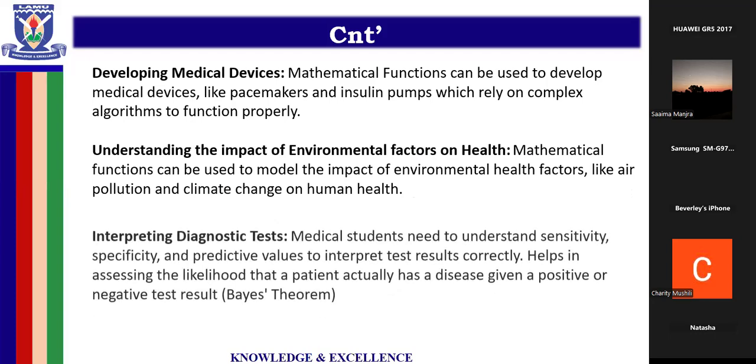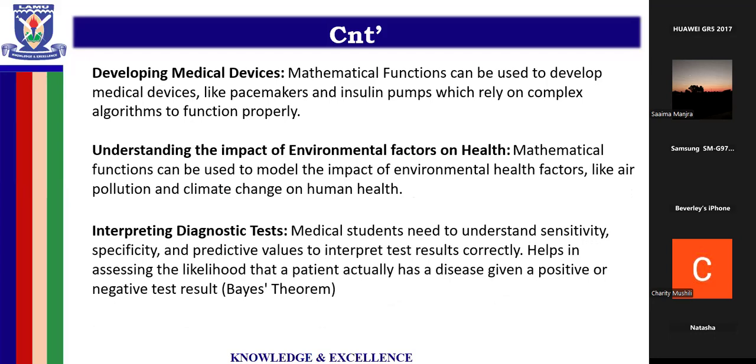I want you to pay very close attention to those two words, sensitivity and specificity. We'll dive into it deeper in a few. And predictive values to interpret test results correctly. This helps in assessing whether a patient actually has a disease, given a positive or negative test result.